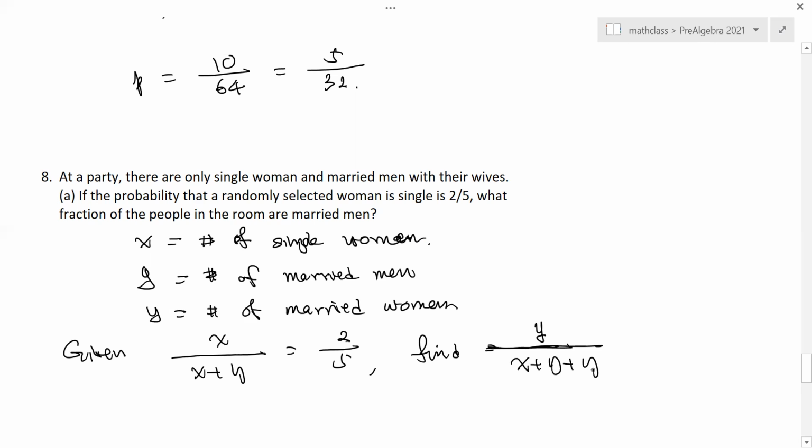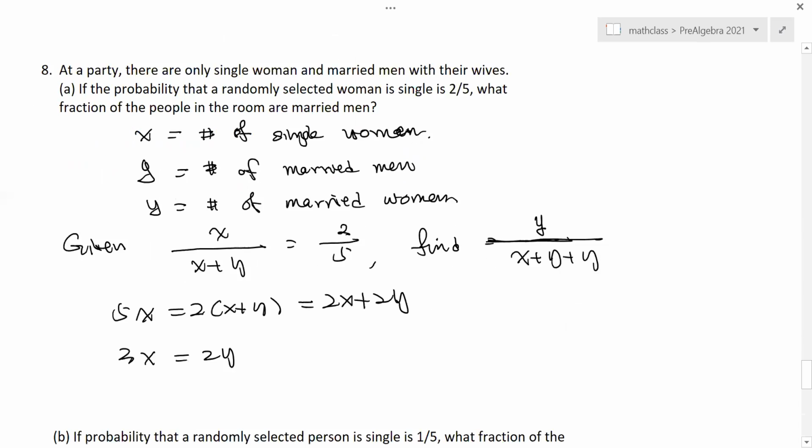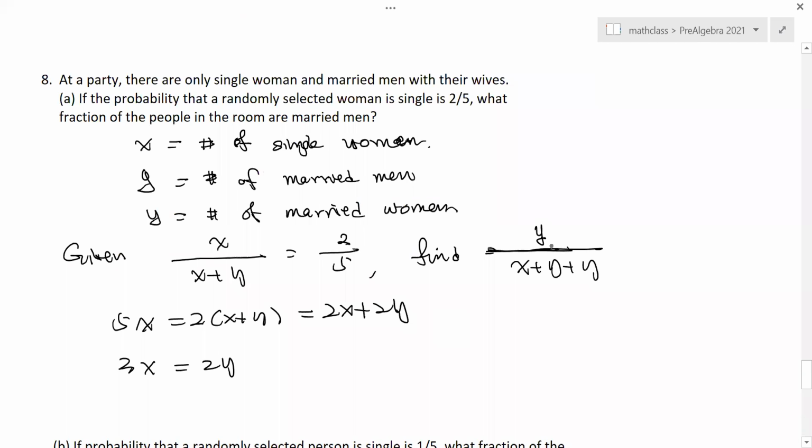So this becomes an algebraic problem. If you understand the problem correctly, you should be able to solve it. So let's do it. Based on what we have, the first equation is 5x equals 2x plus 2y. So the relationship is 3x equals 2y. That's the relationship. Now, how can I get the ratio?